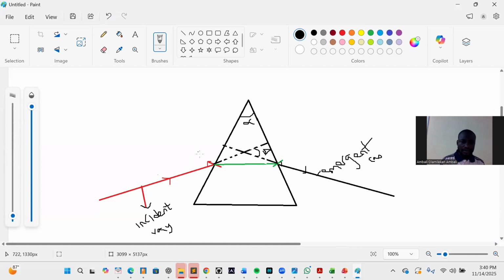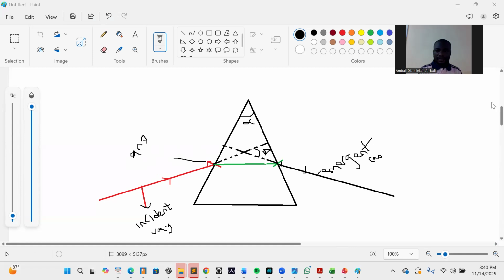And so you can also label the other part, the angle of incidence. Okay, you know that, and then the emergent angle, then you put it. So that's the deviation we are talking about, that's occurring in the prism.